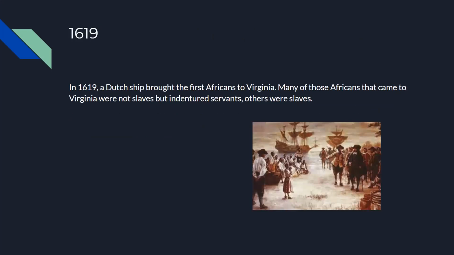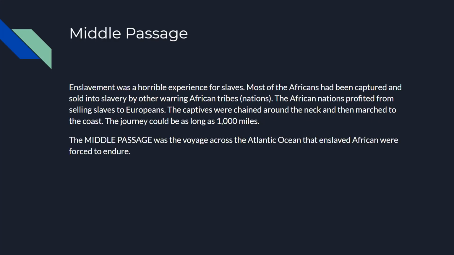So here we go. 1619 is important because it's the first time that Africans came to what would eventually be the United States. In 1619, a Dutch ship brought the first Africans to Virginia. Many of those Africans that came to Virginia were not slaves, but indentured servants. Some others were slaves, though.